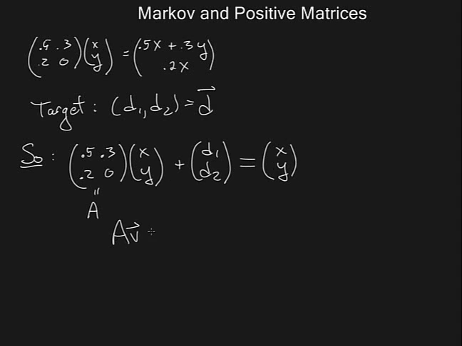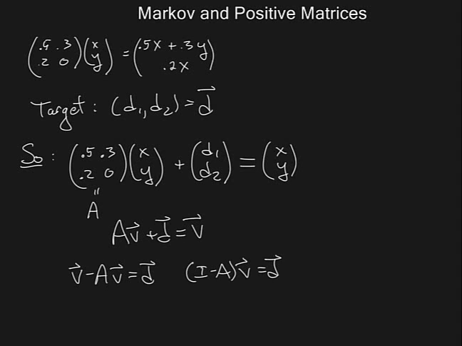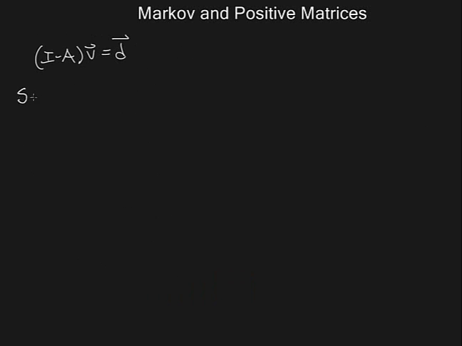If this is A, we're trying to solve AV plus D is equal to V, where D and A are given, and we're trying to find V. So that's just this equation. I'll just write that as I minus A times V is equal to D. That's the equation we'd like to solve. Well, that doesn't look too hard. We just need to know that I minus A is invertible.